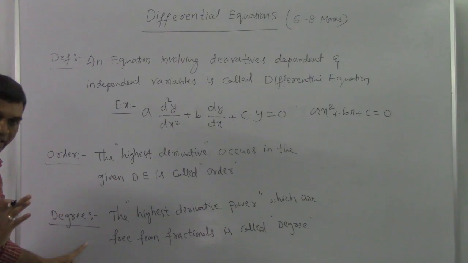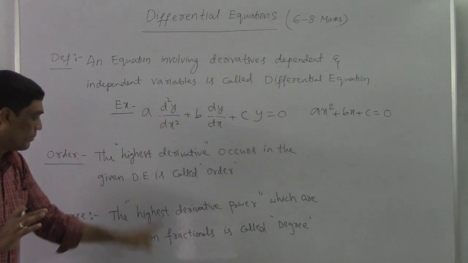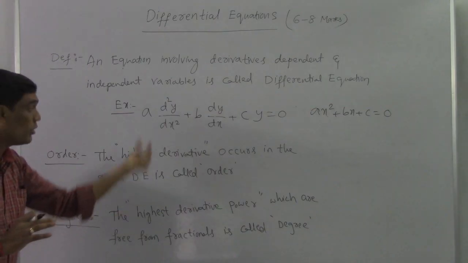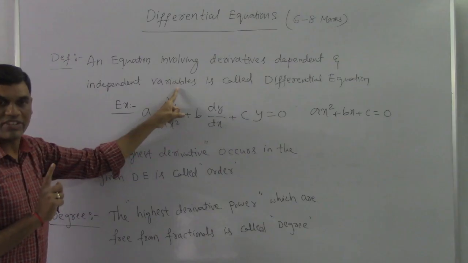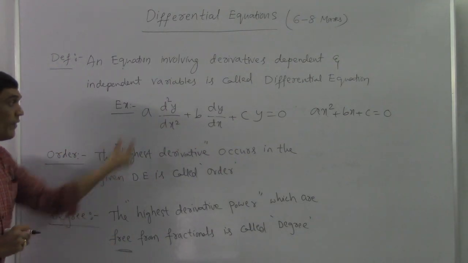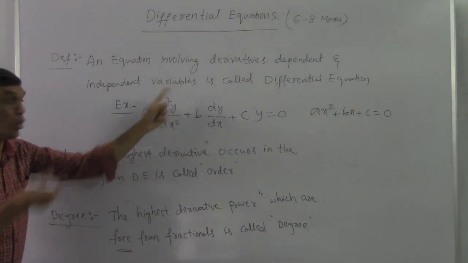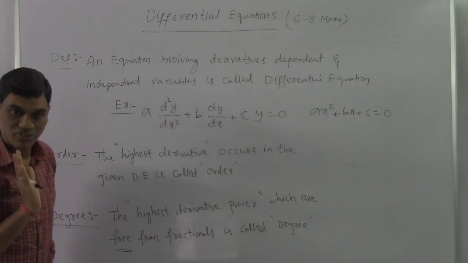Is it clear? For degree, here power is 1. That's why we can write directly degree is 1. But that should be free from fractions. Suppose if you have power 1 by 2, you can't write degree as 1 by 2. Because what is given? Free from powers in the form of p by q. The whole power, not the individual power. This whole power must be an integer only.